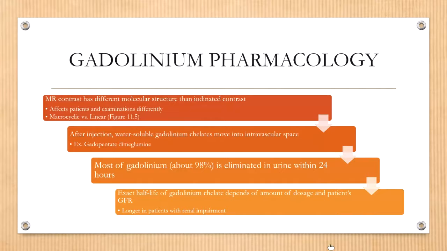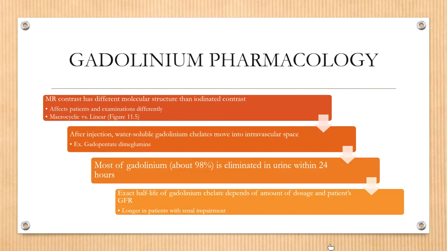We've already talked about this macrocyclic versus linear composition. Again, make sure you're looking over these images to understand what linear versus circular or macrocyclic is and how that contributes to the safety of the gadolinium itself.